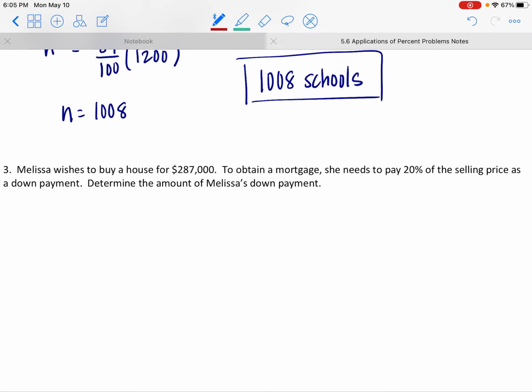So we have to figure out what her down payment is, and her down payment will be 20% of the selling price, which is $287,000. So the question here really is, what is 20% of that selling price, which was $287,000? That's how much she's going to have to pay for her down payment.